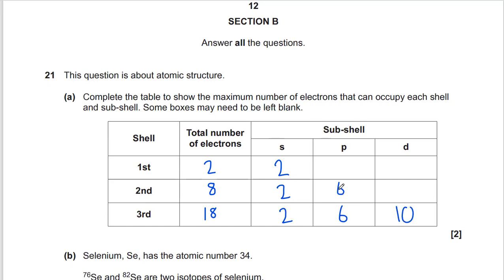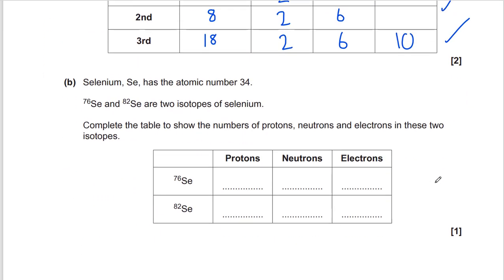So the numbers in these columns don't ever change. The S subshell will only ever contain 2 electrons. The P subshell will only contain 6. The D will always contain 10. The shell totals will differ as you add new subshells to it. But again, this is something you absolutely must know. In terms of the marks for this, if you get the first 2 rows correct, you get 1 mark, and the third row correct is the second mark. So mark by row.